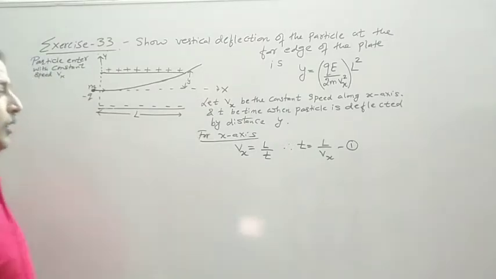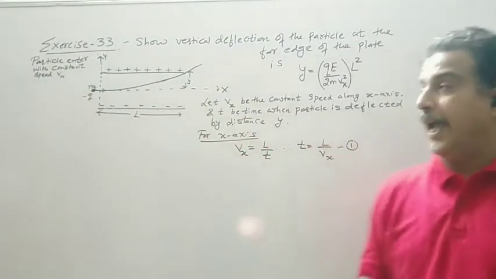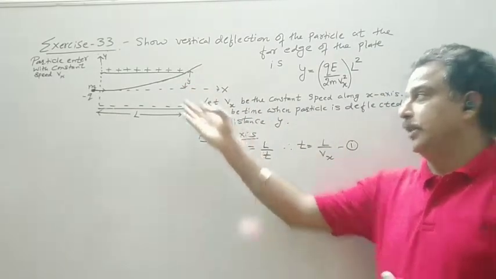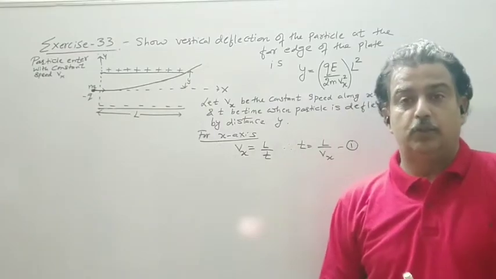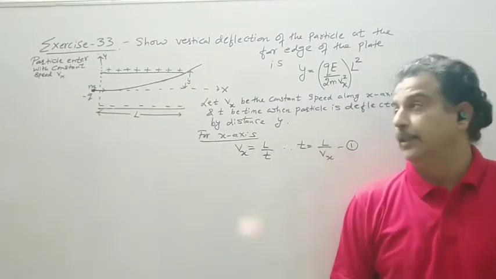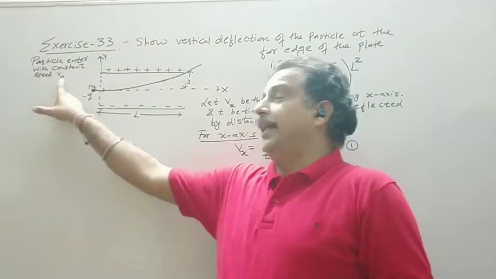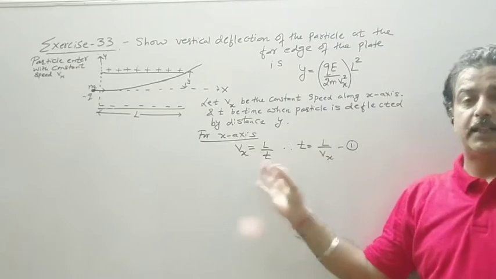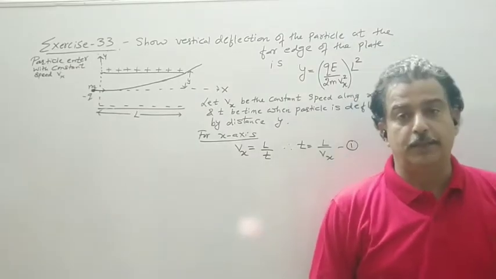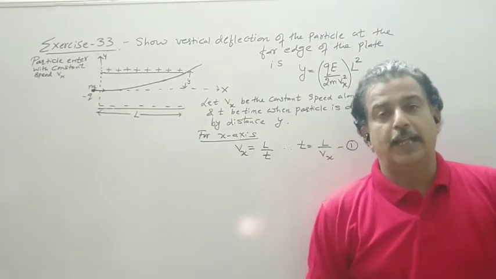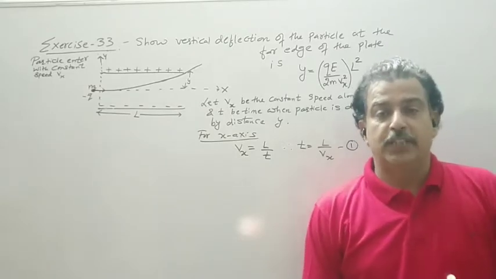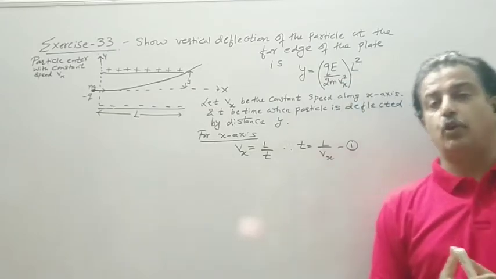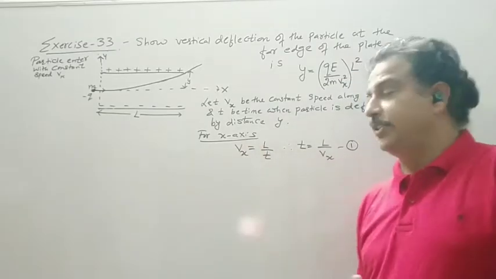Now let us consider the acceleration of this charged particle along the y-axis because it is attracted towards the positive plate. So there is a y component of acceleration. Since the speed along the x-axis is constant, ax is equal to 0. So we have not taken the acceleration. We know in projectile motion the horizontal acceleration is 0, ax is 0, and throughout the motion the horizontal component remains constant. Only the vertical component changes.